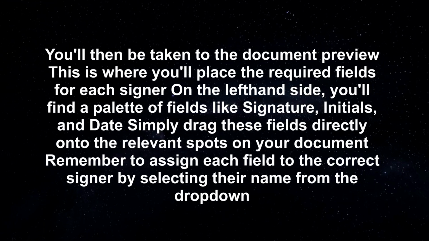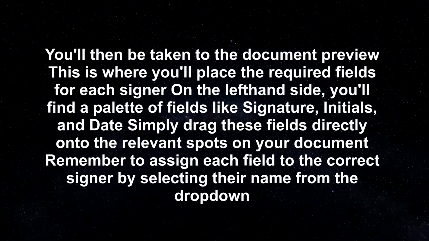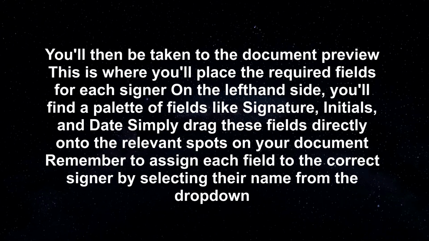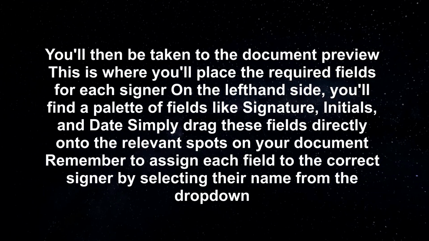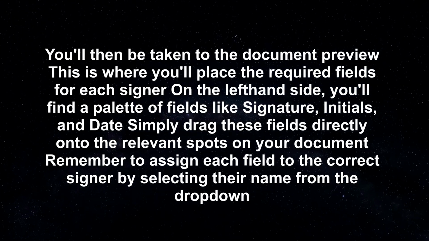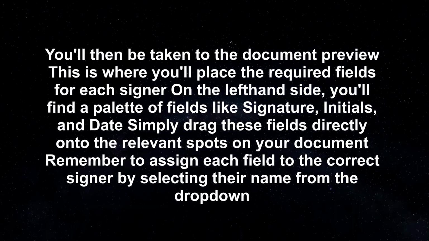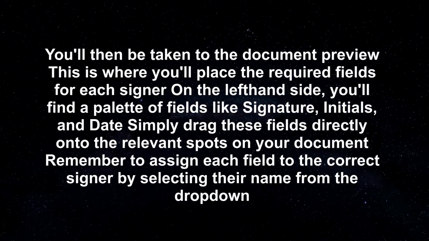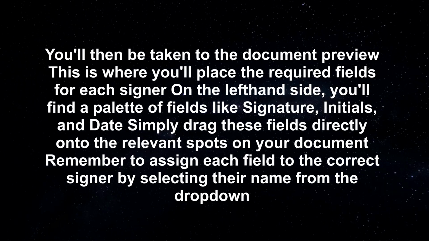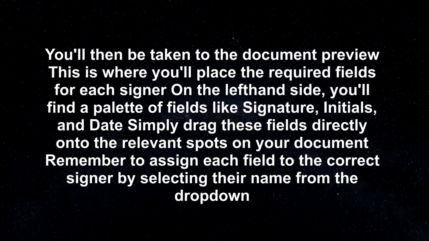You'll then be taken to the document preview. This is where you'll place the required fields for each signer. On the left-hand side, you'll find a palette of fields like signature, initials, and date. Simply drag these fields directly onto the relevant spots on your document. Remember to assign each field to the correct signer by selecting their name from the dropdown.